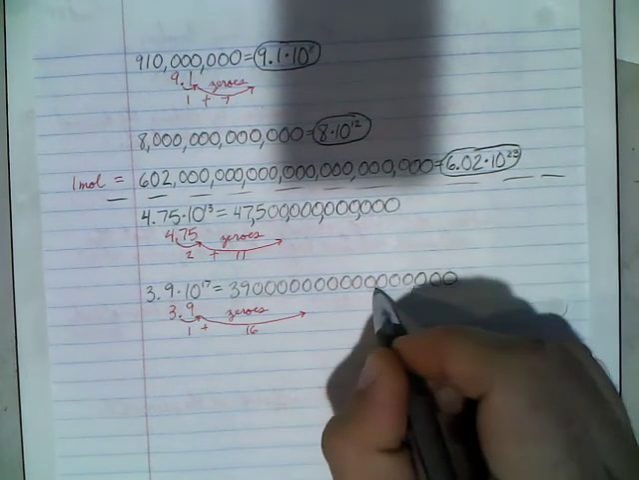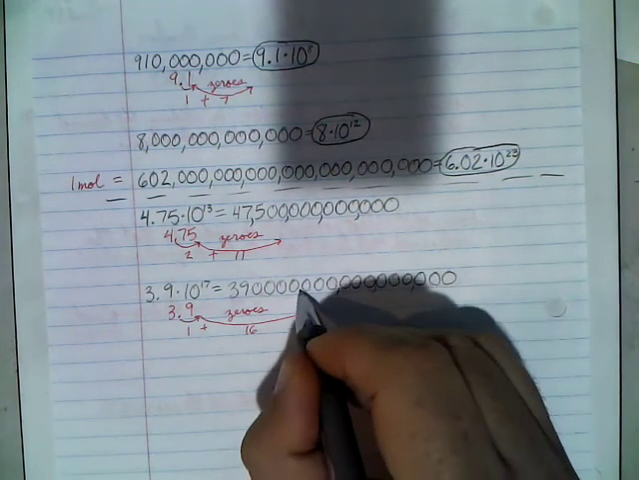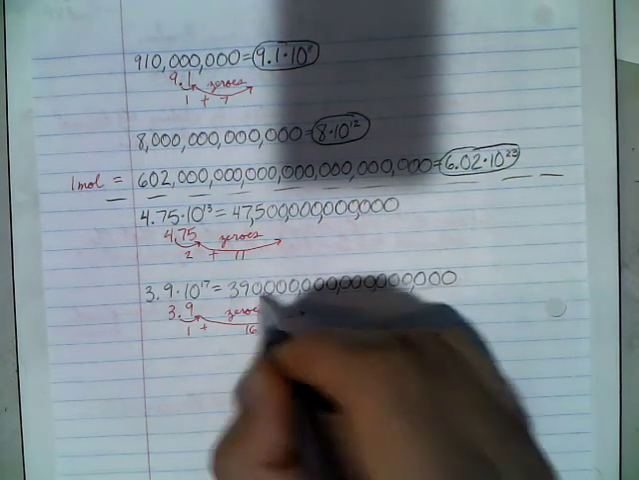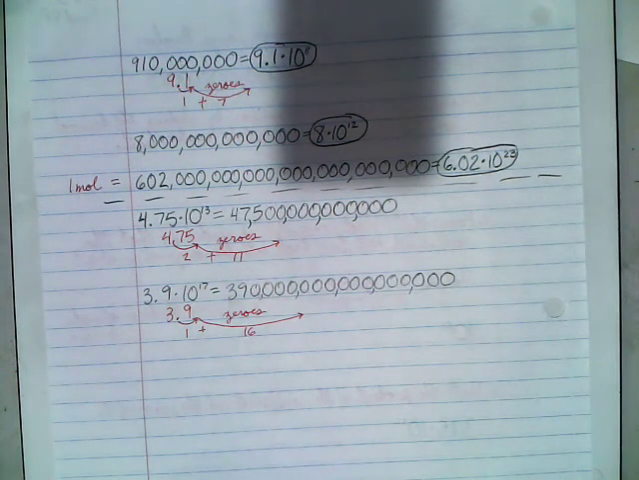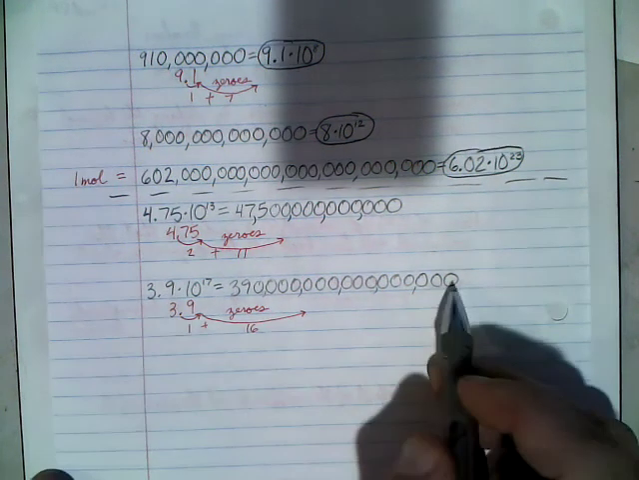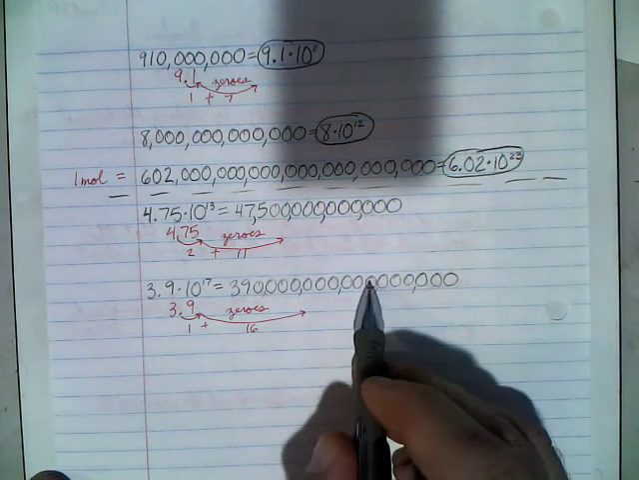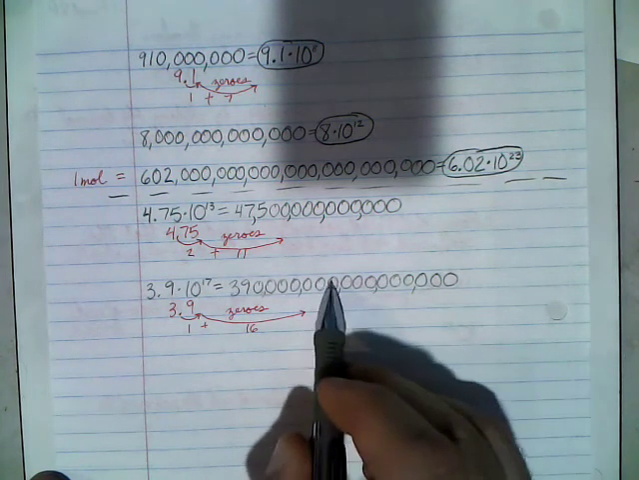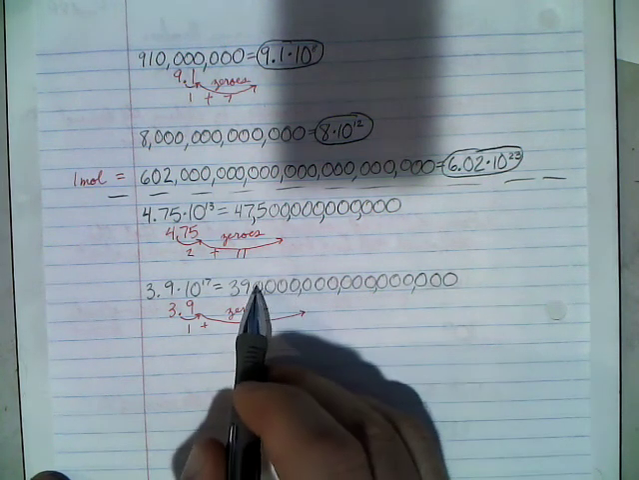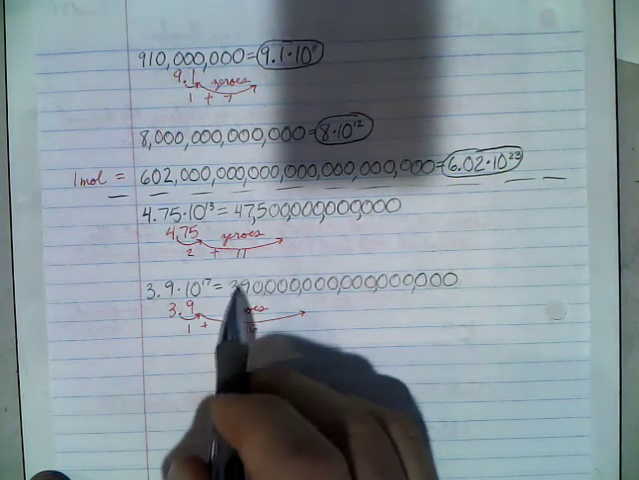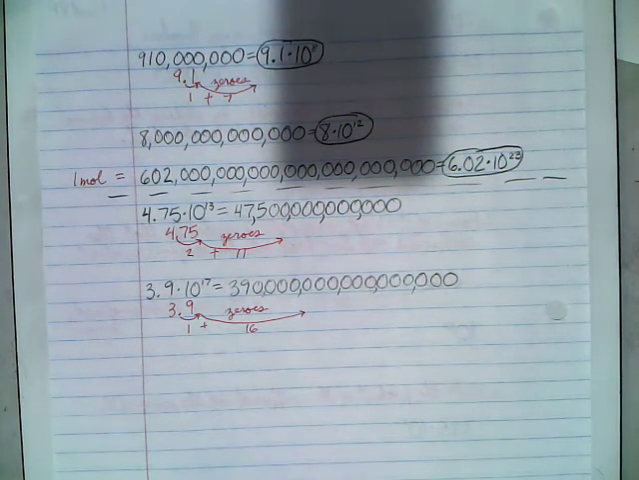Put your commas in every 3 digits. Ooh, that's a much bigger number than the last one, wasn't it? So again, if I look at my groups, this is the ones or the base group, then the thousands group, the millions group, billions group, trillions group, quadrillions group. This is 390 quadrillion.